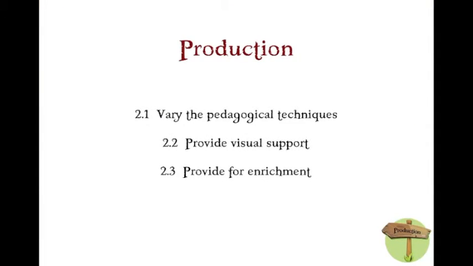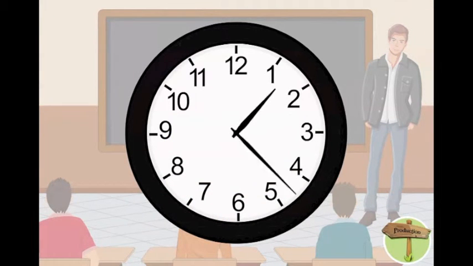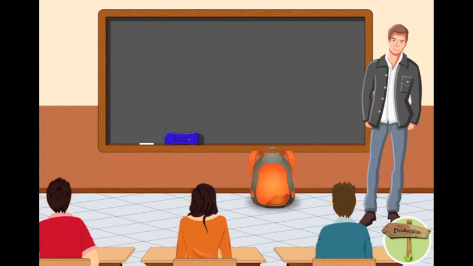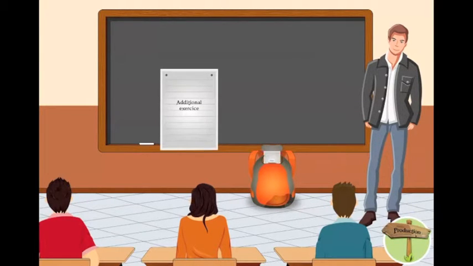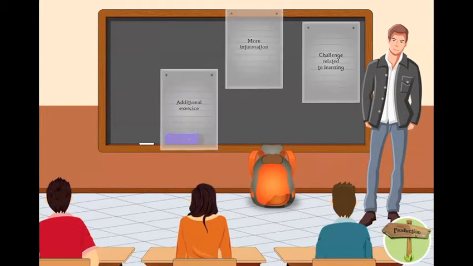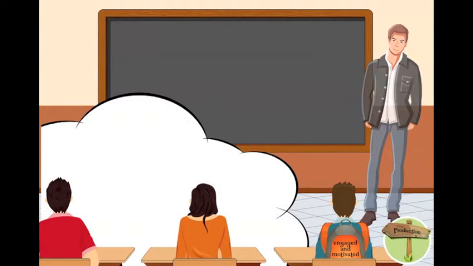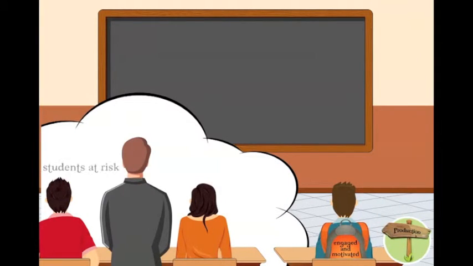Provide for enrichment. When planning a lesson for a 3-hour period, for example, we must not forget that part of the group will be able to complete the tasks more quickly. For this reason, it is essential to foresee enrichment. This can take the form of an additional exercise or a challenge related to the learning. This will allow this group of learners to keep engaged and motivated, reducing their need for attention and allowing more time for meeting the needs of those students at risk or in difficulty.